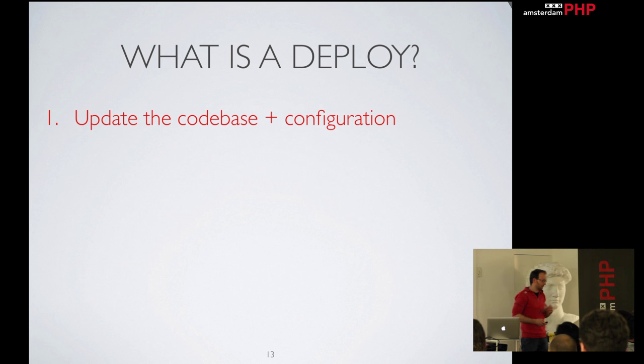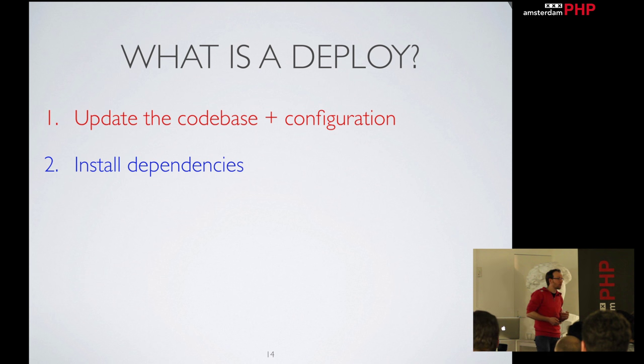So there's a couple of steps in there. The first of which is updating the code base and the configuration. You want the correct version of your code, so you want to deploy a certain tag or a release. And after that, you want the configuration to reflect the environment that you're deploying. That would be like staging or production. So that's the first step.